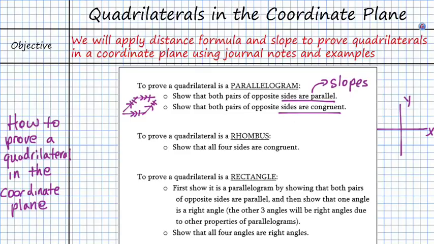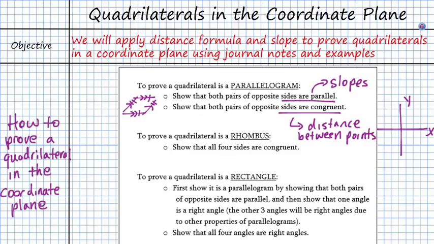Then when we're talking about congruency, we're talking about the distance between points. So to prove that something is a parallelogram, we're going to have to utilize both our slope formula and our distance formula. Now let's also talk about our quadrilaterals being a rhombus, right?